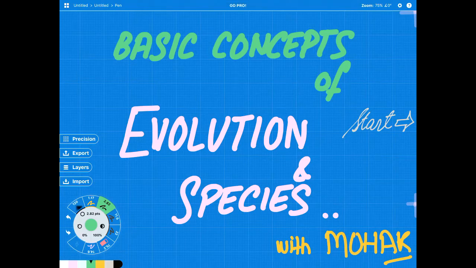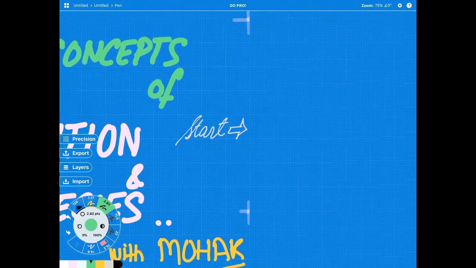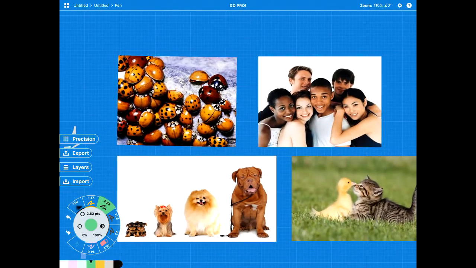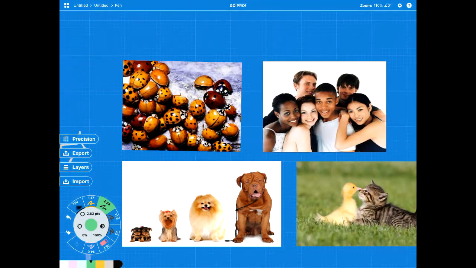Hey friends, today we're going to learn about basic concepts of evolution and species. Let's start with an interesting question. Have a look at these four pictures. First, take a look at these bugs. Do these bugs look of the same species to you?